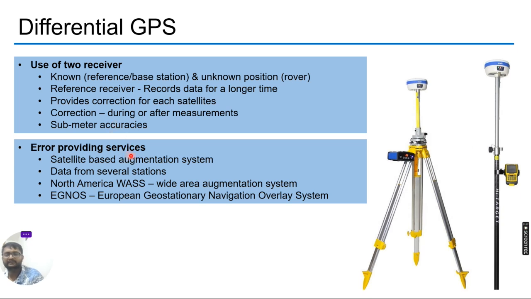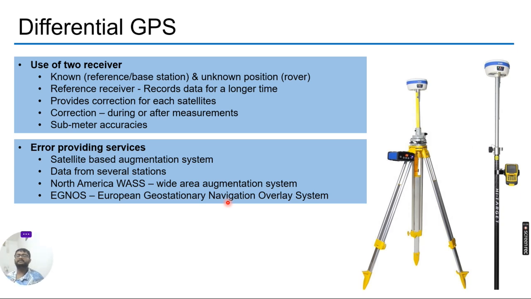Apart from DGPS, we can also do corrections using satellite based augmentation systems, SBAS. There are three or four systems, like we have GAGAN, then WAAS, which is the Wide Area Augmentation System, and then we also have EGNOS, which is the European Geostationary Navigation Overlay Service.